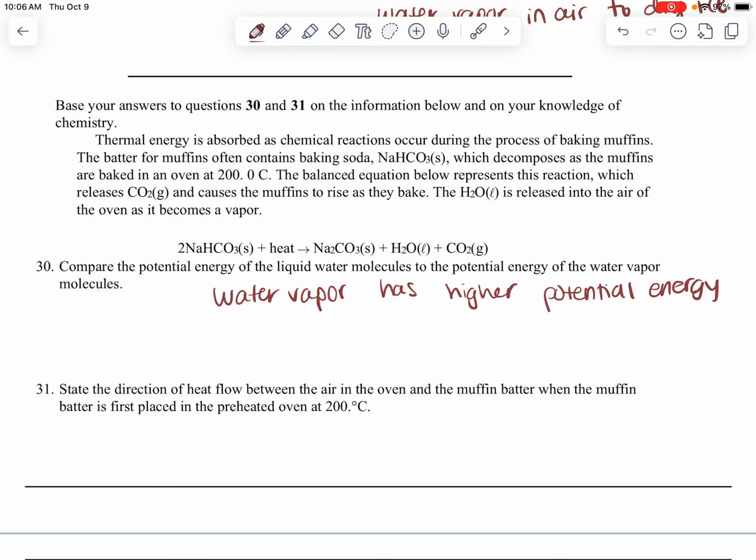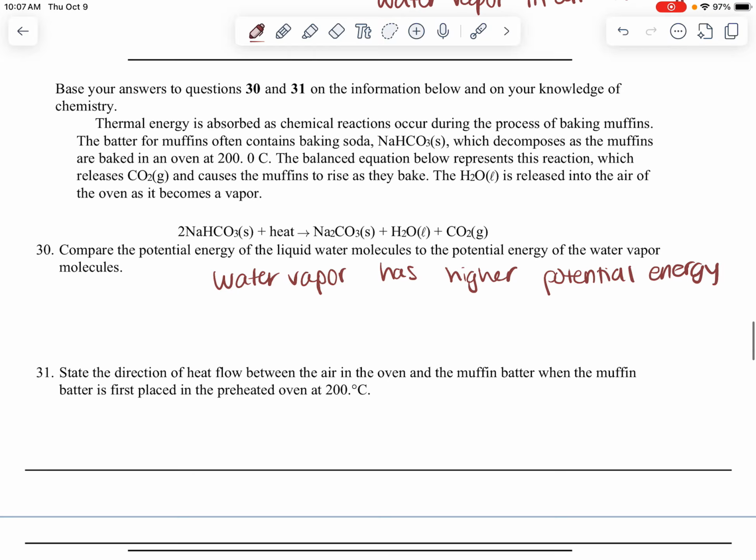Once again, a heat flow question. Well, when we bake muffins in the oven, right? The oven is hot, 200 degrees Celsius, and our muffin batter is at room temperature, right? So the oven heats up our muffins. So heat is going to flow from the oven to the muffin for that one.